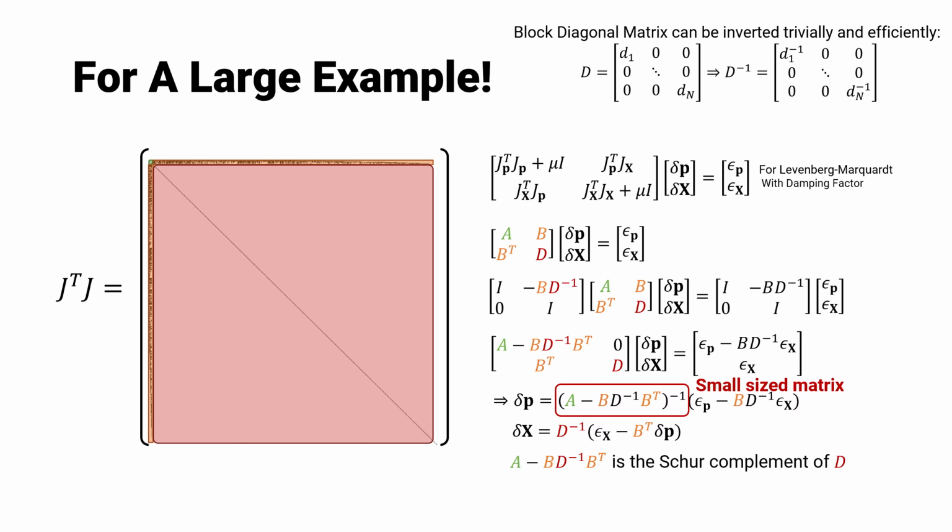Just to quickly recap, when we started this entire journey, we wanted to find the Jacobian of the camera pose and the world point, so as to see how they affect the error.